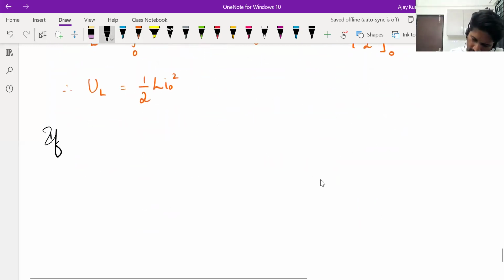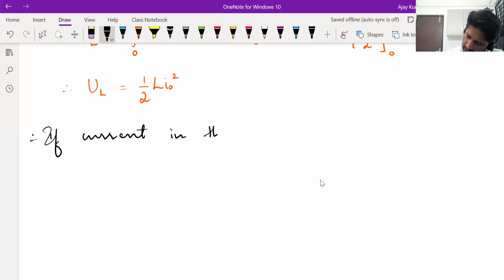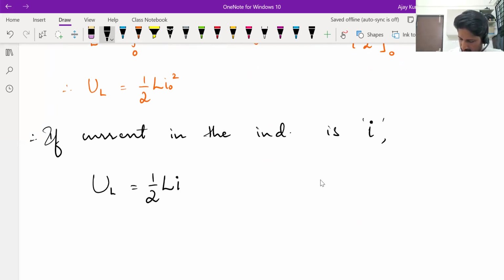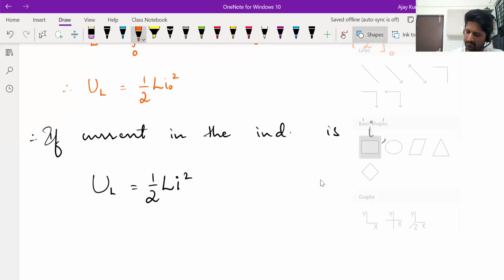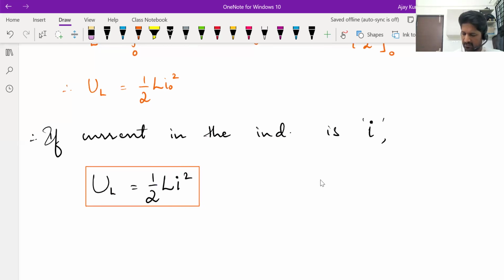Generally, if current in the inductor is I, then energy stored in the inductor is half L I square. Simple. And for some reason, all energy formulas seem to have this same pattern. Kinetic energy is half m v square. Energy stored in a capacitor is half C V square. Energy stored in an inductor is half L I square. So it follows that pattern. That's one way of remembering it.